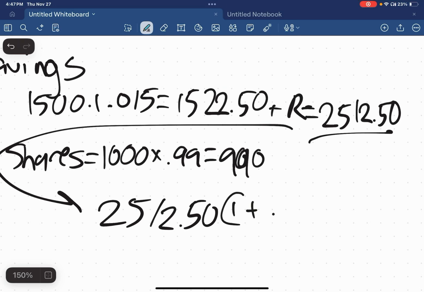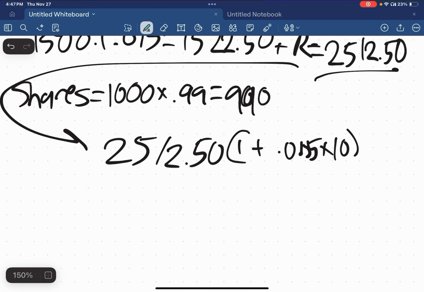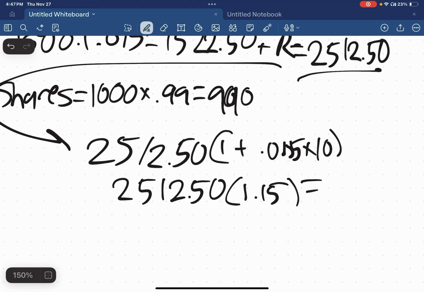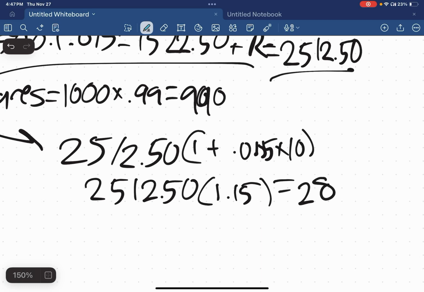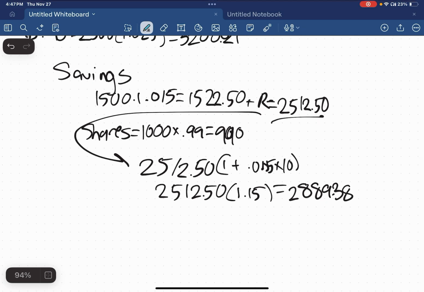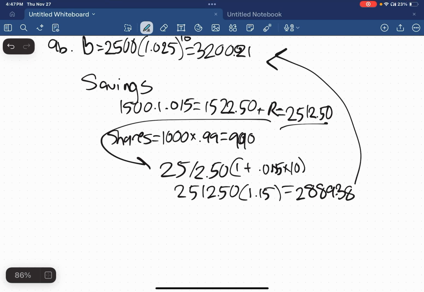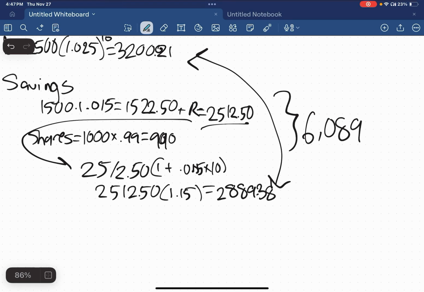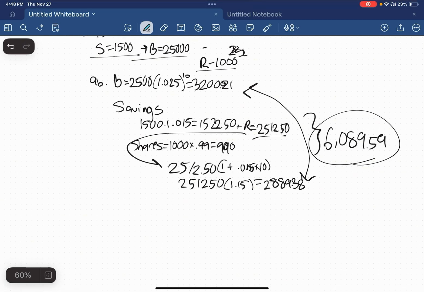Sorry. The equation for simple interest is going to look like this, times the amount of years, which is 10. That means it's going to be 2,512.50 times 1.15, which is equal to $2,889.38. And now we add these two numbers together, and we end up getting $6,089.59. That is how much he made after this 10 years, after doing his little method.